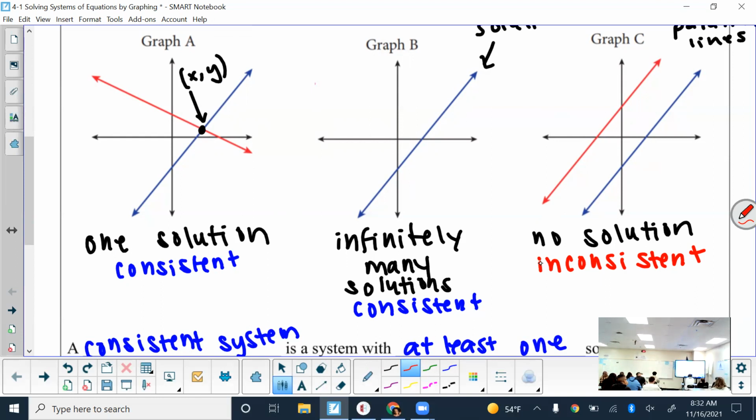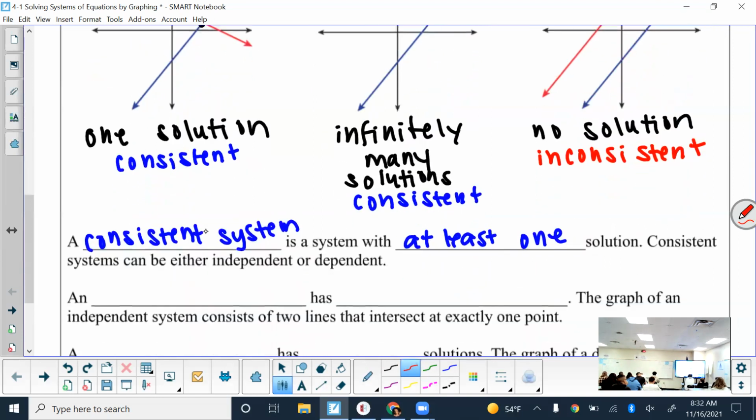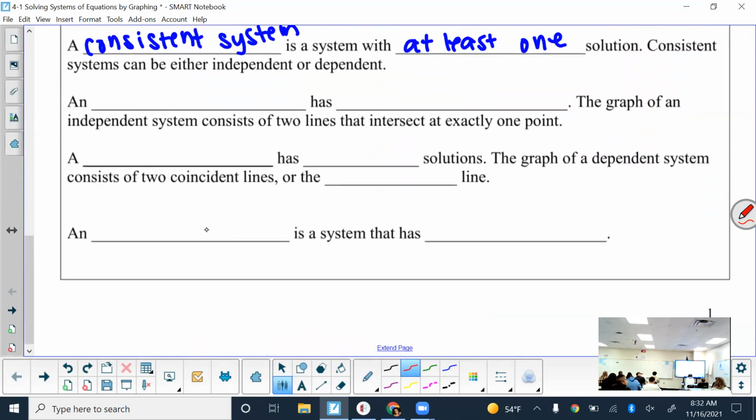All right, so we're gonna scroll down. I'm gonna kind of skip around here on the vocab. I'll fill in the inconsistent part. So that's the bottom blank. An inconsistent system, and I'll just abbreviate it, is a system that has, what do you think? No solution.